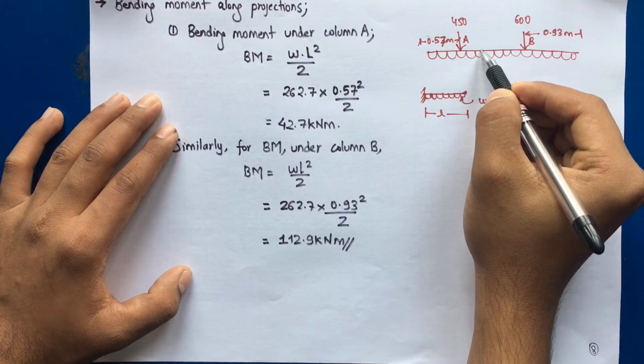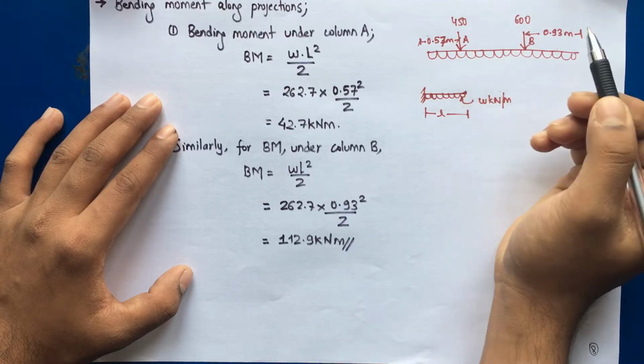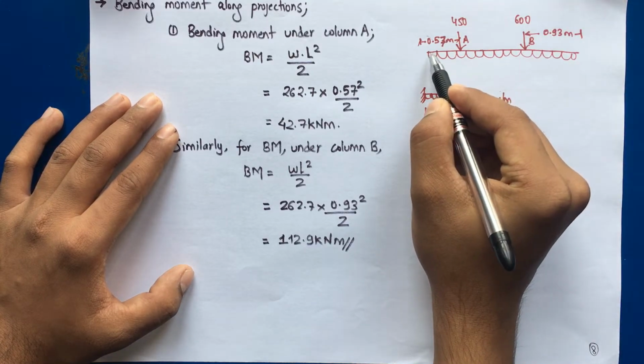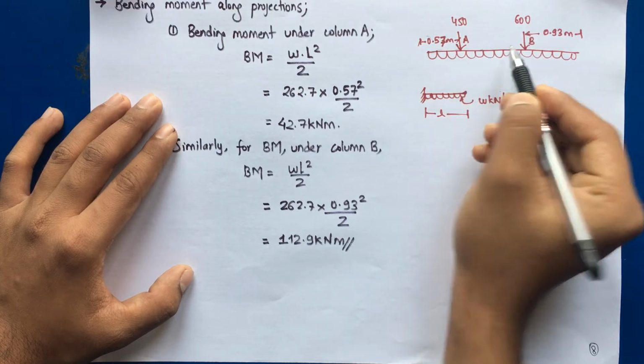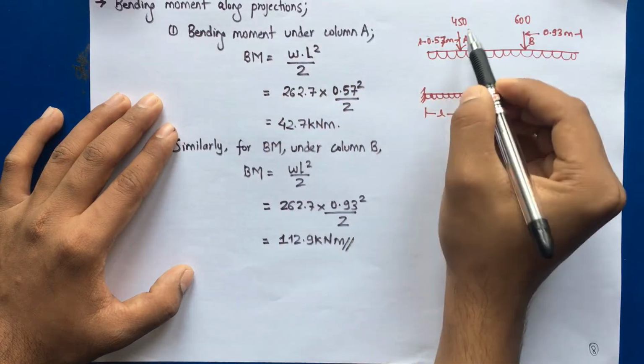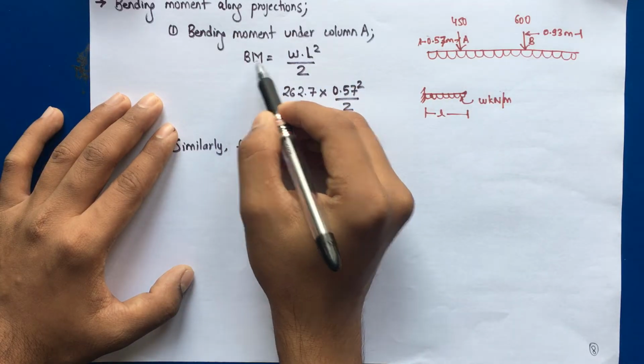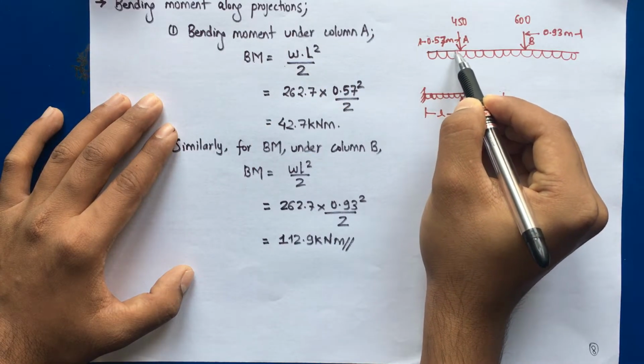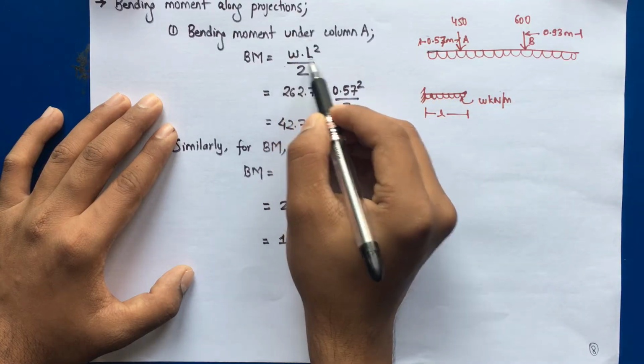We computed the point of zero shear, where the maximum bending moment occurs. Now let us see the bending moment along this projection, so we'll understand the bending profile of the footing. Bending moment under column A: this is a UDL, so as I have already said, it will be WL square by 2.